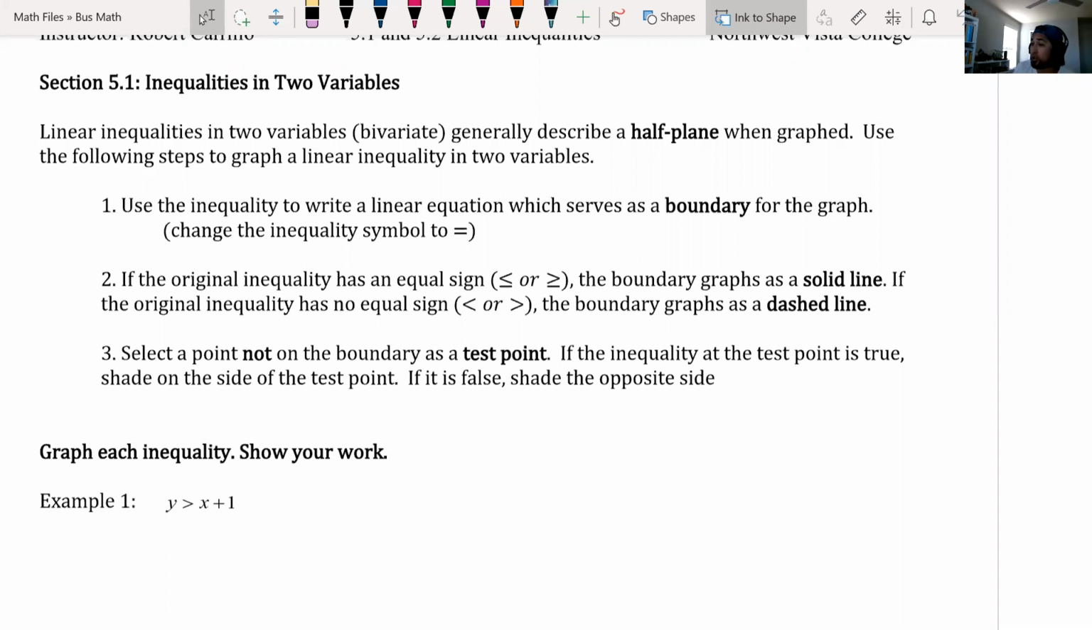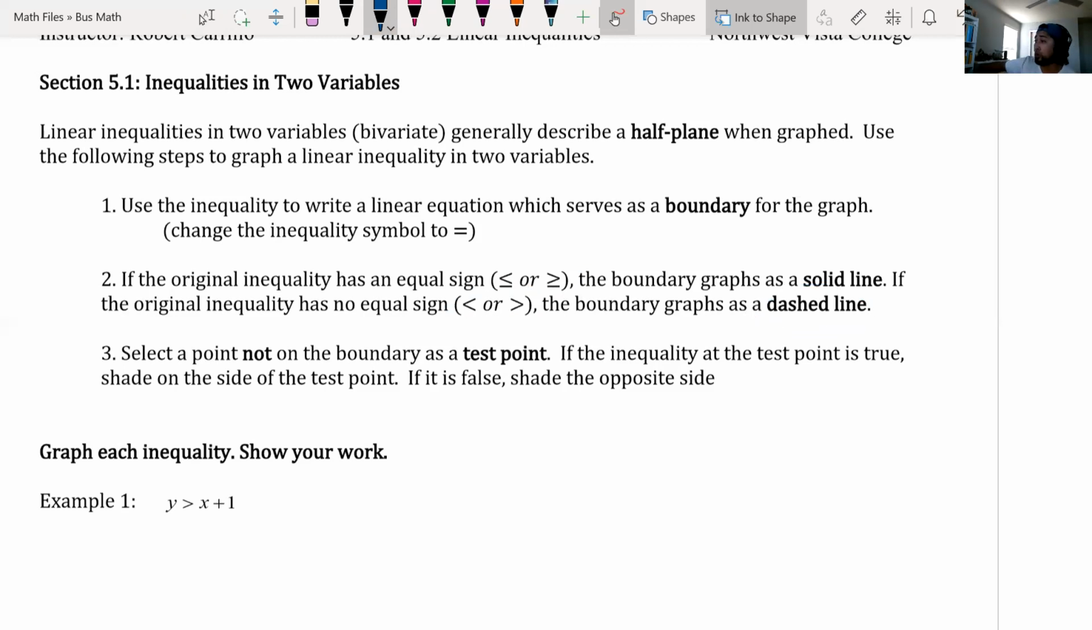Second, if the original inequality has an equal sign, such as less than or equal to or greater than or equal to, then when we graph the line, it will be a solid line. If we have just a less than or greater than, this means our line will be dashed. So it's going to be important when we start graphing them.